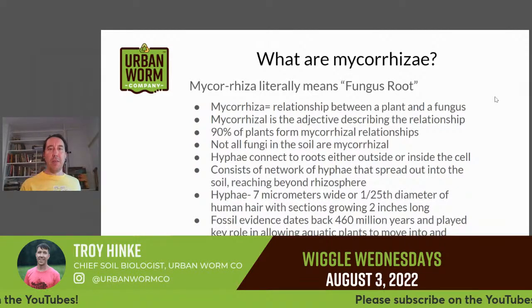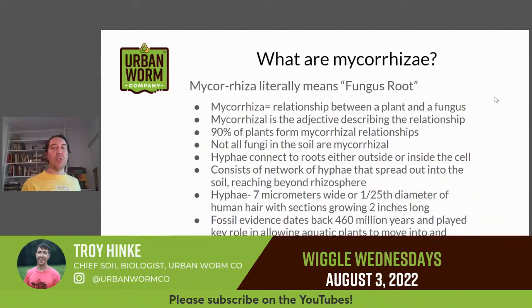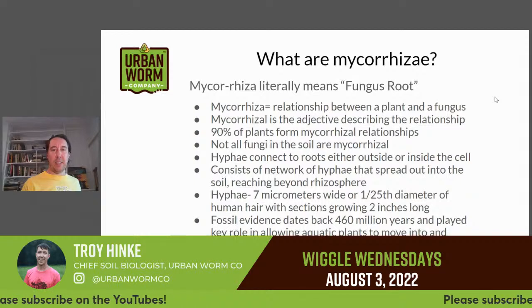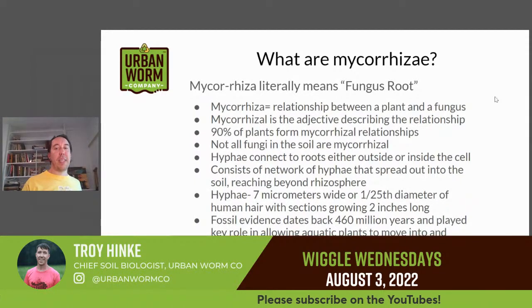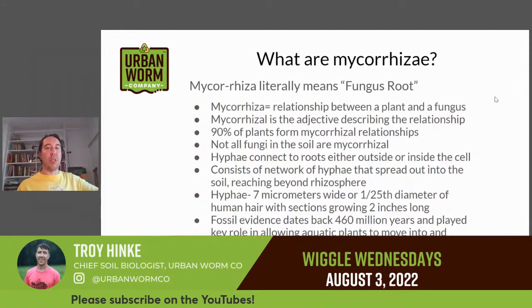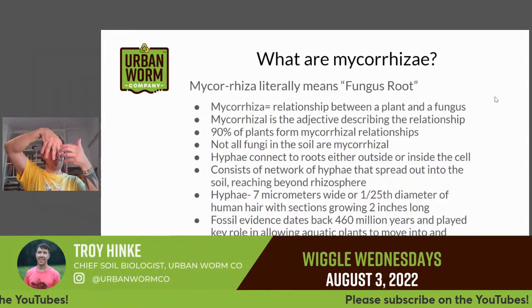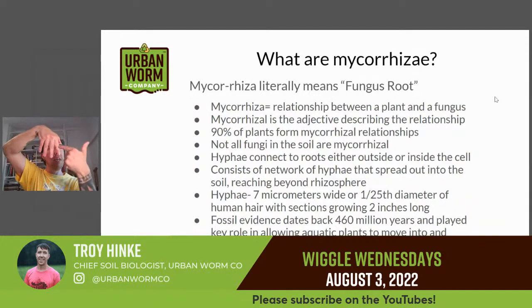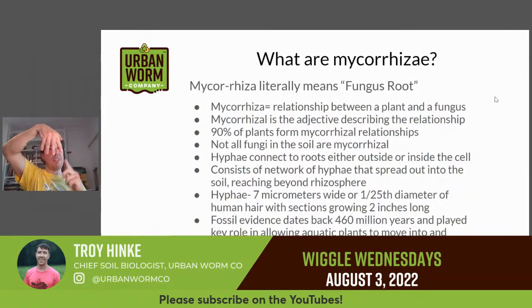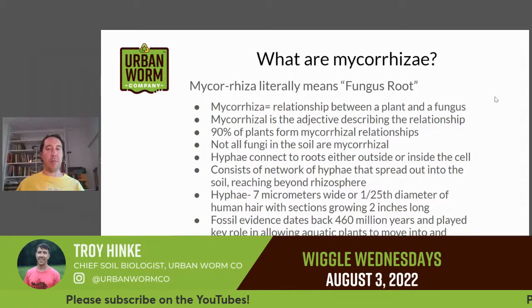So within mycorrhizae, you have hyphae that connects to the roots, either outside or inside the root cell, and we'll be getting into the details of that. The mycorrhizae consists of a network of hyphae that spread out into the soil, reaching beyond the rhizosphere or the root zone. So if you've got a plant with a root zone this big, this mycorrhizae is attaching to the roots and increasing the surface area by growing out farther away from there, extending the reach of the roots.